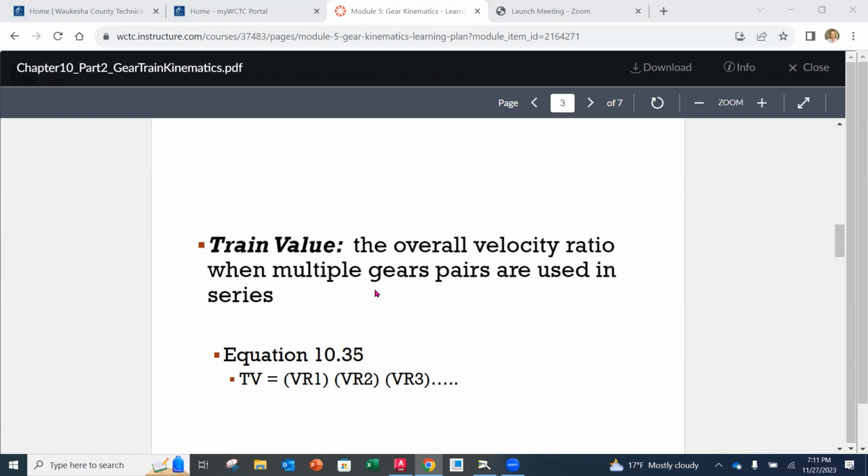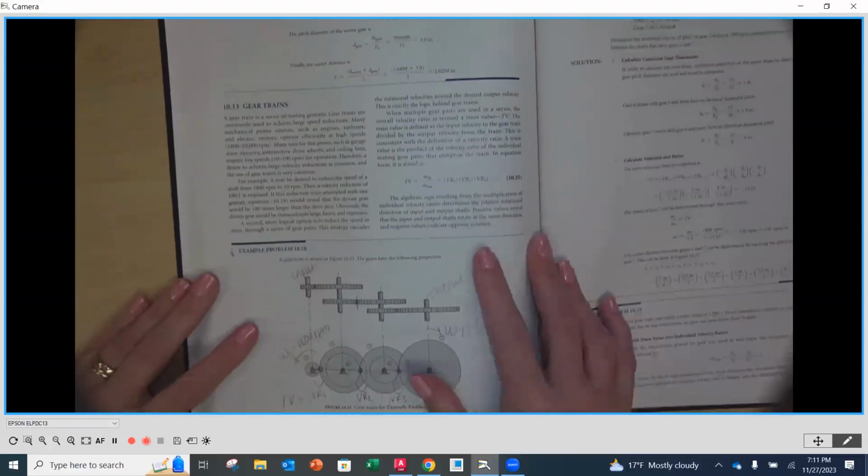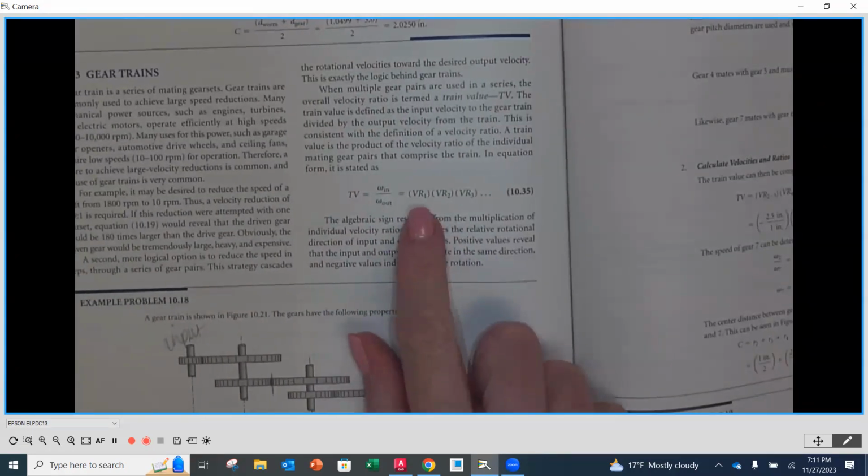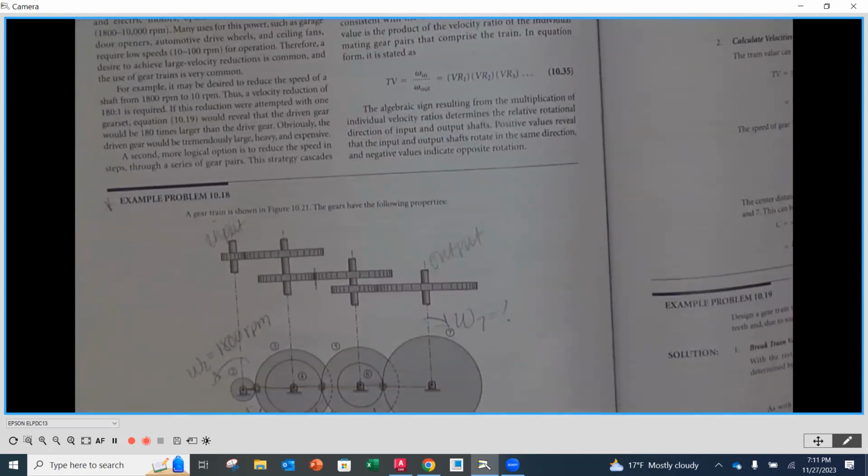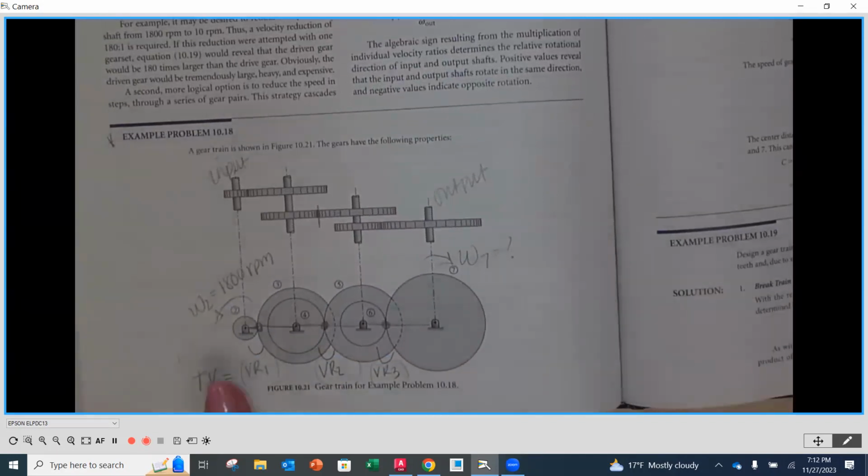So if we look at equation 10-35, it's a very simple equation, and it's in our book on page 288. The equation for gear trains is that TV, the train value, is equal to each of the individual velocity ratios multiplied together. So velocity ratio number 1 times velocity ratio number 2 times velocity ratio number 3, and this corresponds to the pairs as well. Now, this is going to be an example problem, but it gives us a nice picture of what a gear train can look like.